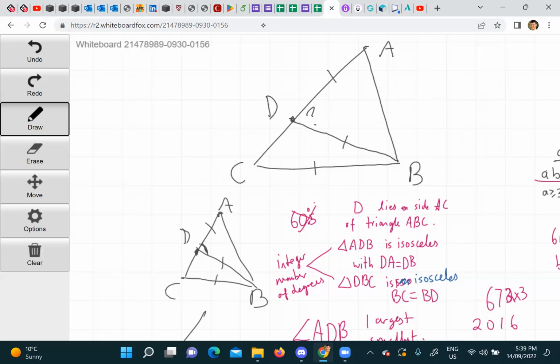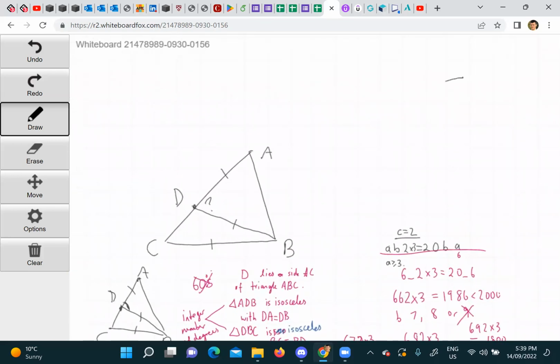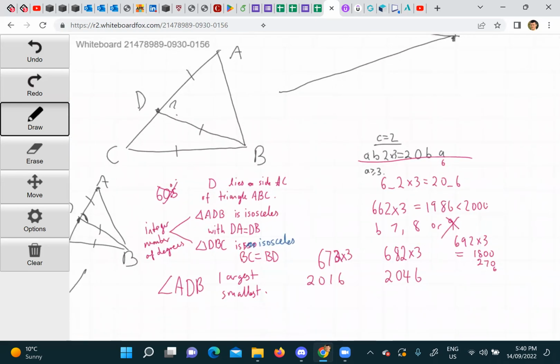Another way to draw this diagram, I guess, is you could draw the isosceles triangle first, and then try to draw another isosceles triangle. You'll find that this is pretty much impossible. It doesn't say D can't be C, which is strange.